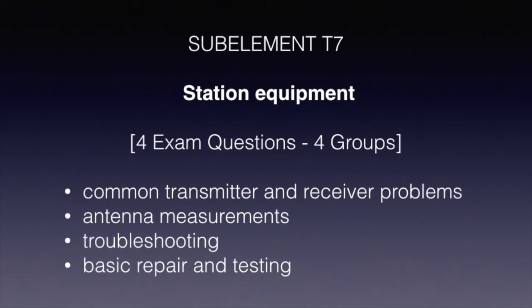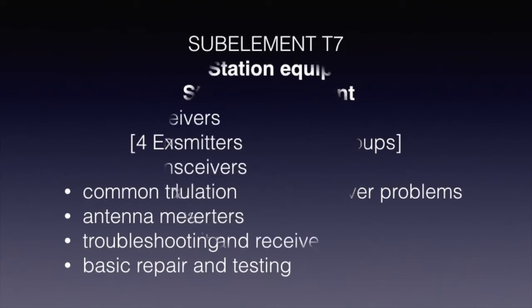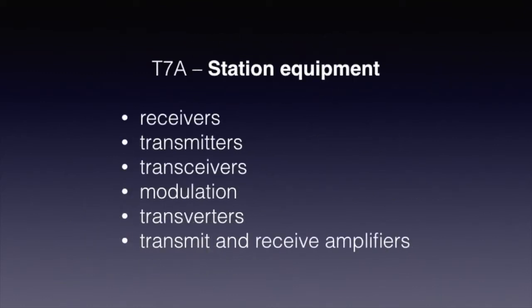In Lesson 7, we're going to be talking about station equipment. There are 4 exam questions out of 4 groups, and the groups are common transmitter and receiver problems, antenna measurements, troubleshooting, and basic repair and testing. In the first section, we're going to be talking about receivers, transmitters, transceivers, modulation, transverters, and transmit and receive amplifiers.